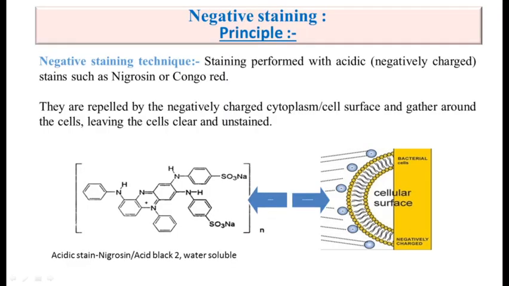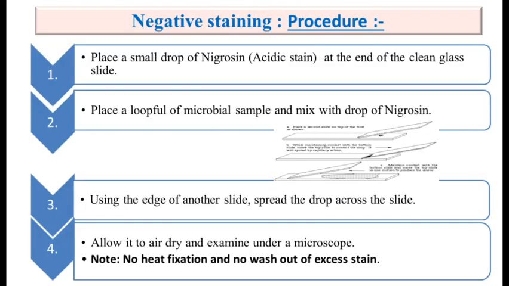Here I have taken the example of an acidic stain, that is nigrosin, the water soluble version, which is also known as acid black 2. Upon ionization, the sulfate group attains a negative charge, and that is repelled by the negatively charged cell surface or cellular components. Let's see the procedure of negative staining.